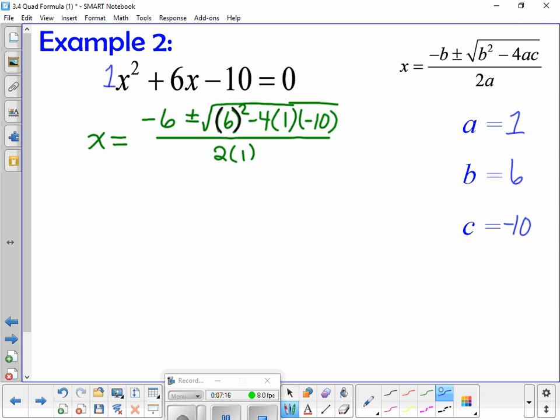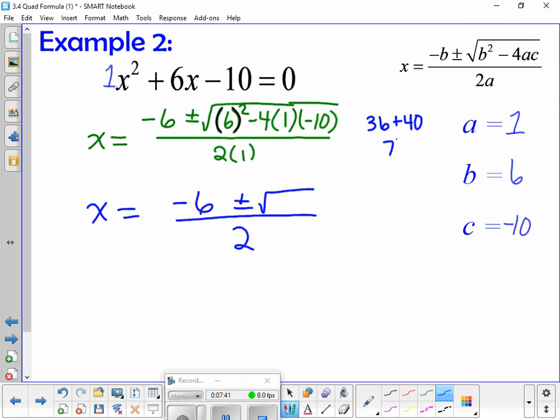but it's just a good habit to have. So if we work to simplify this just a bit, we have a negative 6 plus or minus a radical over 2. And that radical, 6 squared, is 36. And we're subtracting 4 times 1 times negative 10. That's the same as adding 40, so it's 76. Again, you can use your calculator for that.